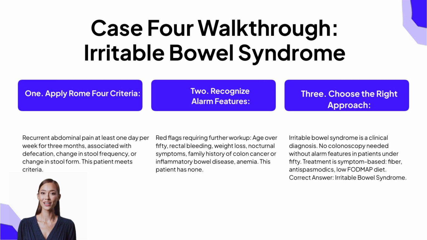Step 1. Apply Rome 4 criteria. Recurrent abdominal pain at least 1 day per week for 3 months, associated with defecation, change in stool frequency, or change in stool form. This patient meets all criteria. Step 2. Look for alarm features. These include age over 50, rectal bleeding, weight loss, nocturnal symptoms, family history of colon cancer or inflammatory bowel disease, and anemia. This patient has none of these red flags.